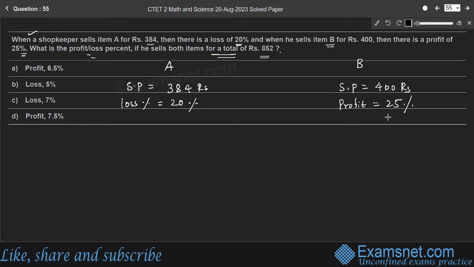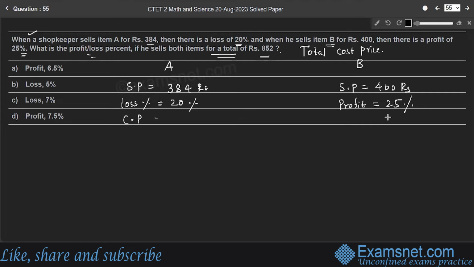So to find total profit percentage or loss percentage, we need the total cost price of both the items, right? Therefore, we have to find the cost price of each item. Then we'll consider the total cost price, right? To find profit or loss, we need a total cost price. So let us find the individual cost prices first. Later we can find the total cost price by adding them.